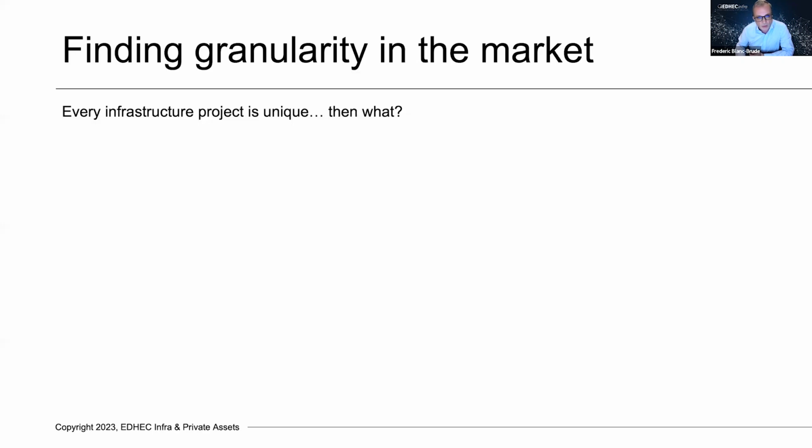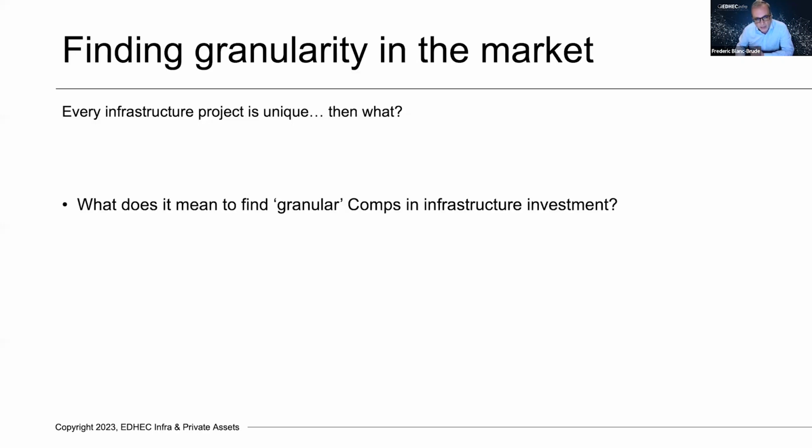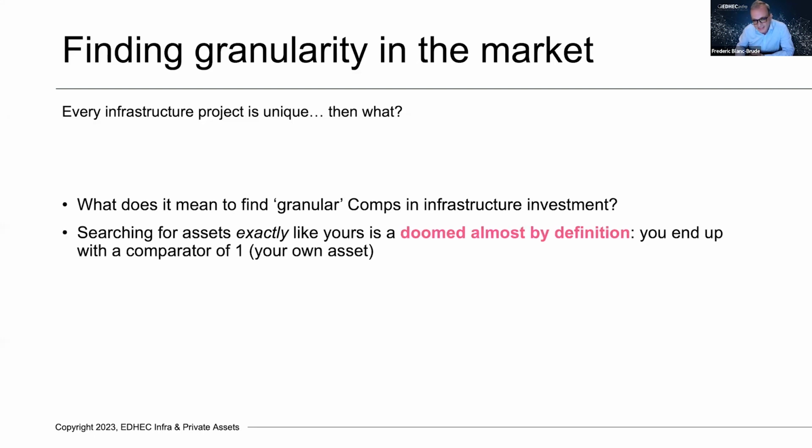Okay. So let's think about this again. What does it need to find granular comparisons for infrastructure assets? If you're looking for an asset that's exactly like yours, clearly you're doomed almost by definition. You will end up with a comparator of one, which is your own asset, because your own asset is super unique. So what can you do?